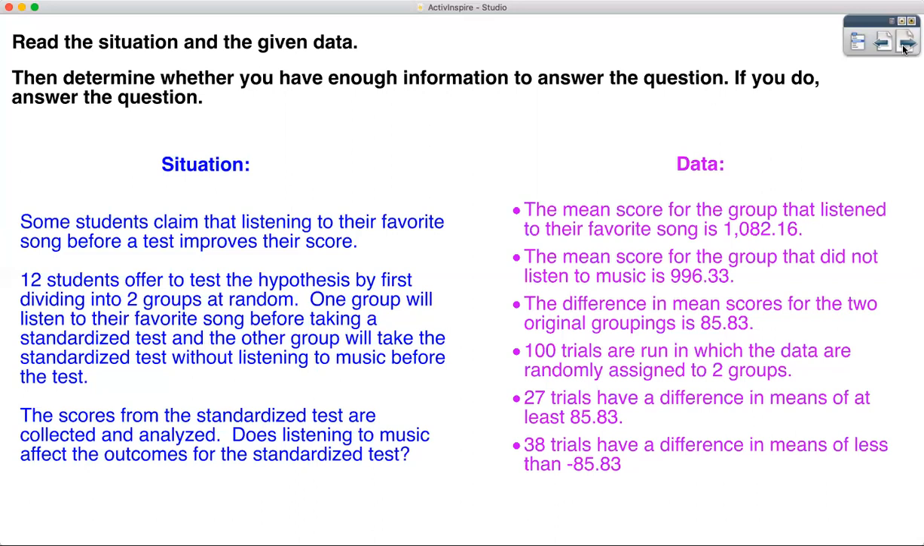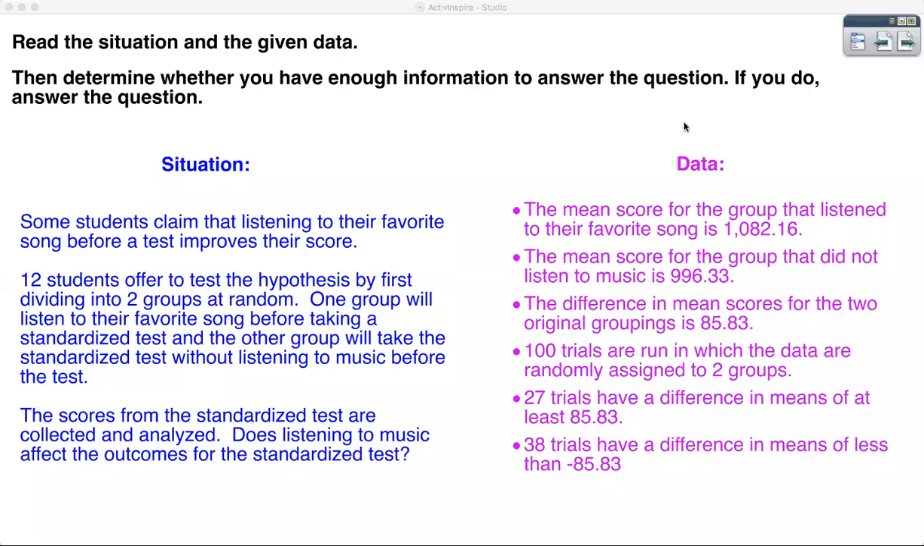So again, I'm going to ask you first to pause your video and take as long as you need. Reread the situation if you need and go through each of those pieces of data. See if you have enough information to answer the question. Again, the question is, does listening to music affect the outcomes for the standardized test? If you don't have enough information, think about why that is. And if you do have enough information, you can go ahead and answer the question. Once you think you have everything done, unpause the video and we will review.